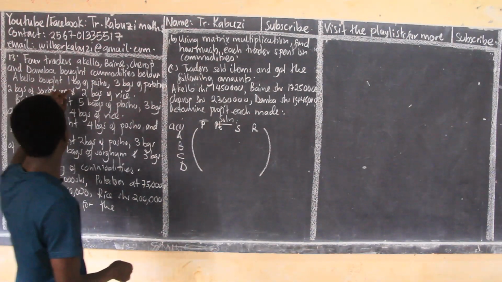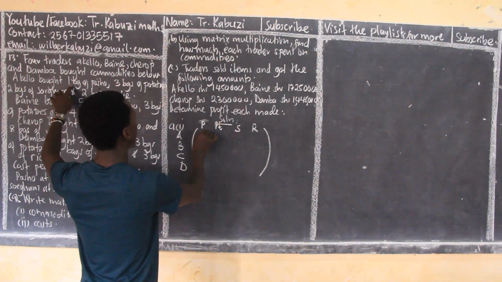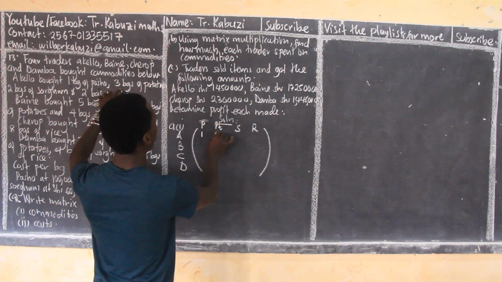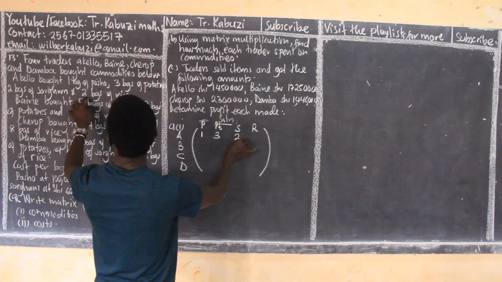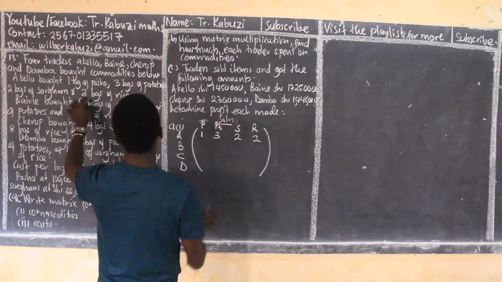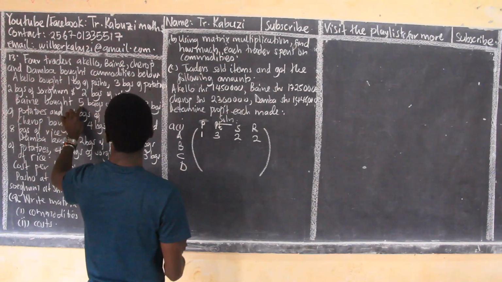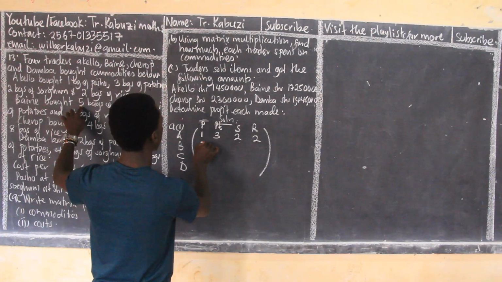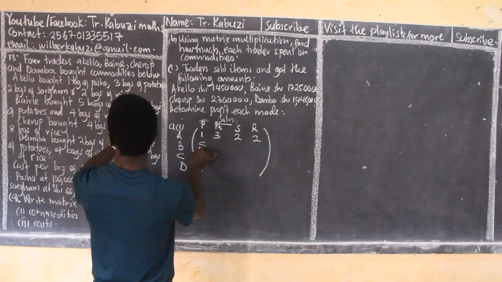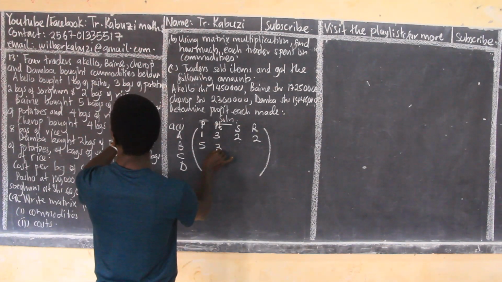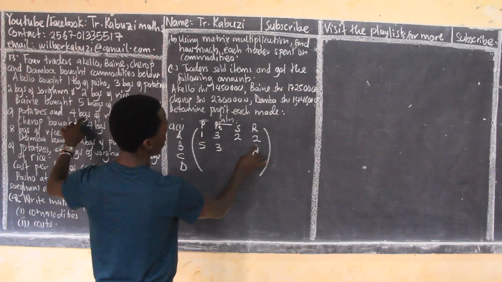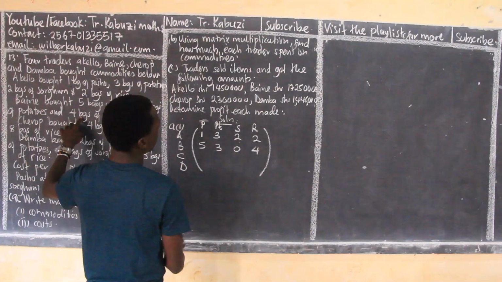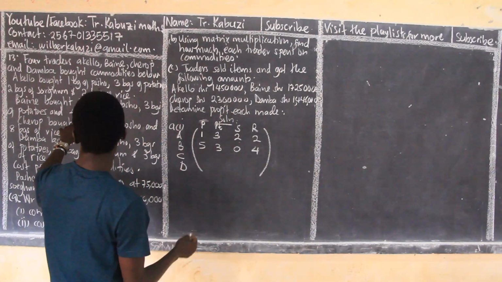Now, Akero had 1 bag of posho, 3 of potato, 2 of sorghum, and 2 of rice. Then Baine had 5 of posho, 3 bags of potato, and 4 bags of rice. So Baine never bought sorghum.